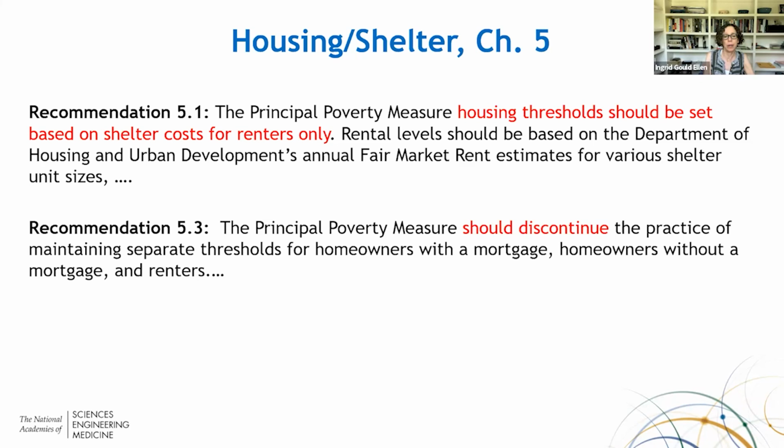Housing is the largest component of household spending, especially for low-income households. Just to give one example, in 2021, renter households in the lowest income quintile in the United States typically spent 63% of their income on housing. So that's nearly two-thirds of their already low incomes. And so the choice of how to handle the cost of housing in a poverty measure is really critical and can have a major impact on who is counted as poor.